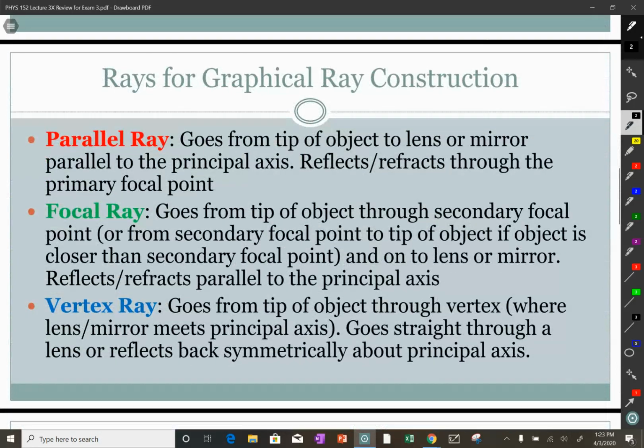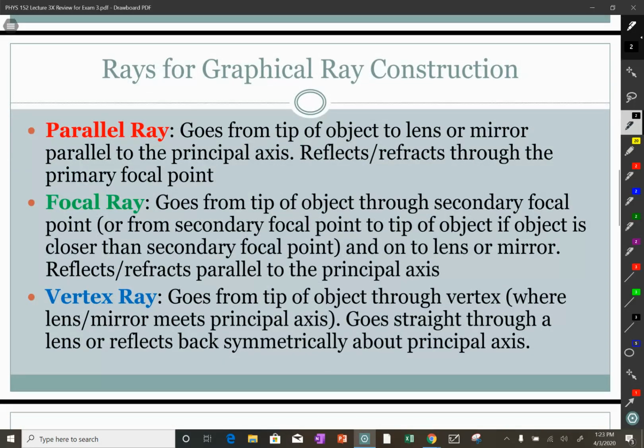So the descriptions of the rays are here. You need to know these descriptions. The parallel ray goes from the tip of the object to the lens or mirror, parallel to the principal axis, and then it reflects or refracts through the primary focal point. The focal ray is the reverse of the parallel ray. So it goes through the secondary focal point so that it comes out parallel. And then the vertex ray goes from the tip of the object to the vertex, and then if it's a lens, it just keeps going straight. If it's a mirror, it reflects back symmetrically.